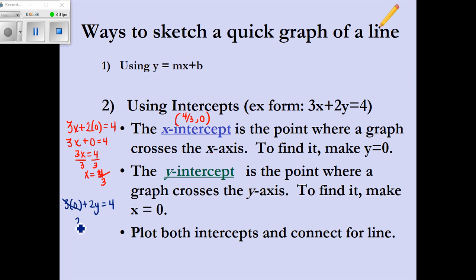That would make 0. You'd have 2y equals 4. You divide by 2, and y would equal 2. And so the y-intercept of that graph would be 0, 2.